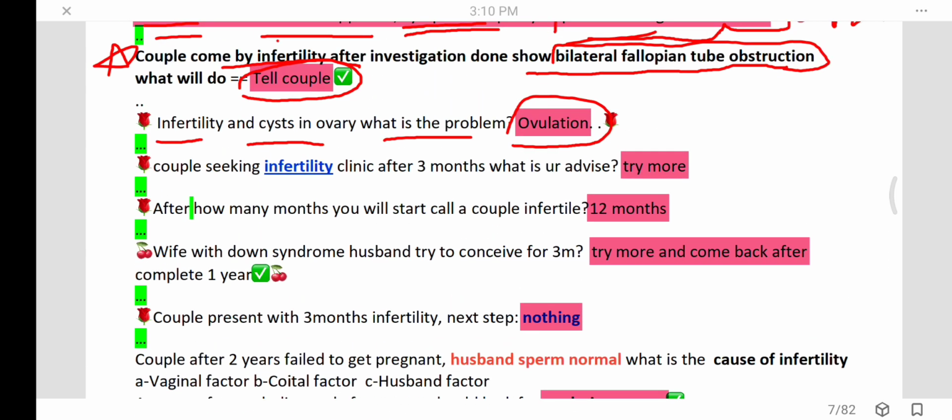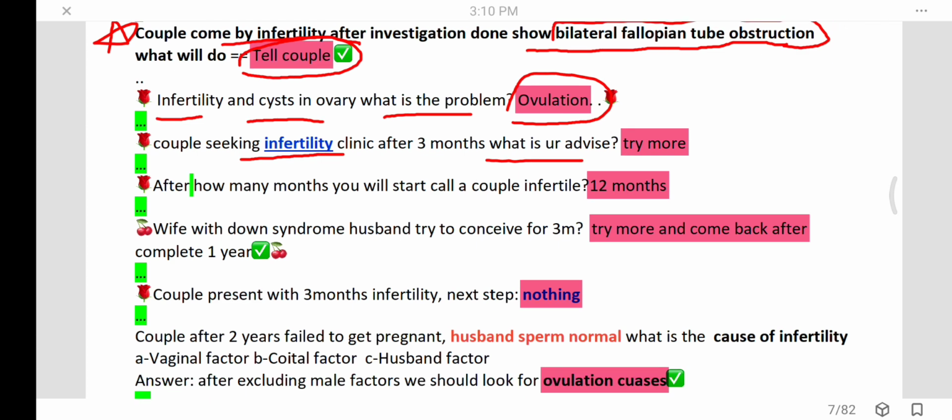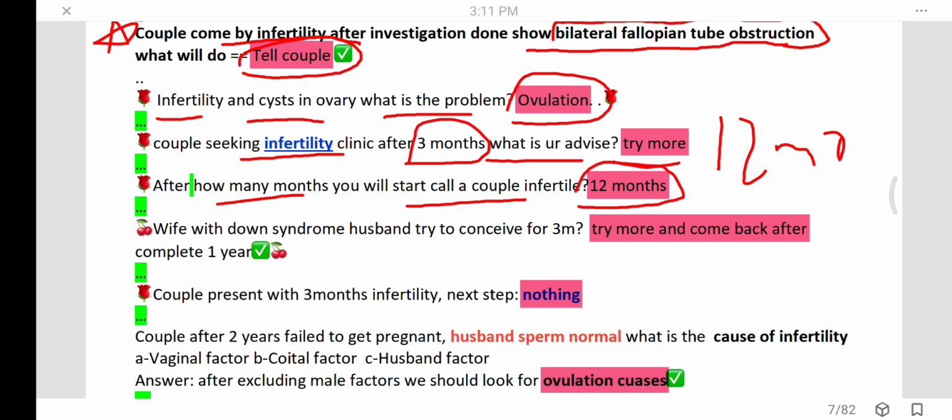The next question is: a couple seeking an infertility clinic after 3 months. What will be the advice? The new guidelines are that if the couple has been married for at least 1 year and they are unable to conceive, then you will label them infertile. Before, it was 2 years after marriage. Now some books say it is 12 months or 1 year. So you will advise them to try more, because only 3 months have passed since their marriage. After how many months will you start calling a couple infertile? The answer is 12 months.